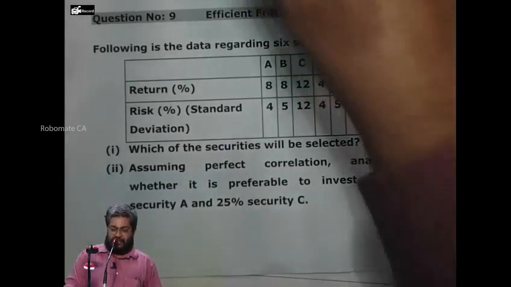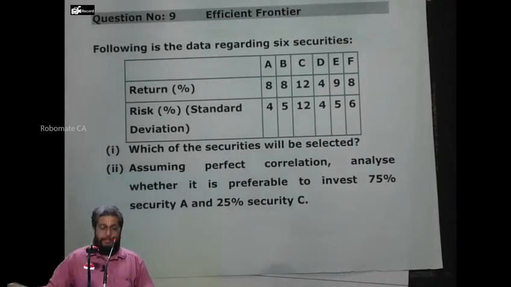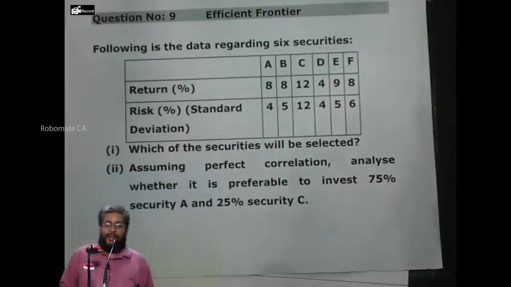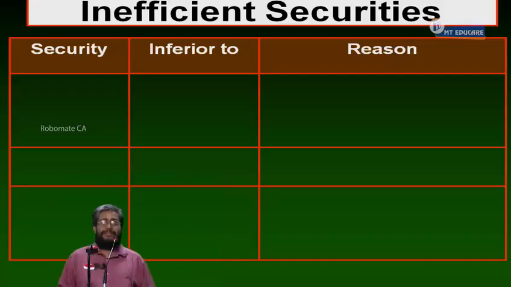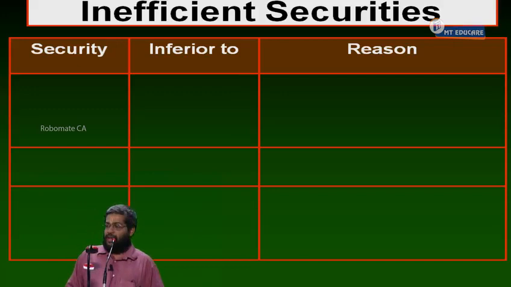Now let us answer the question. Now write down first. Part 1. We'll do it together. Right? Part 1. Identifying inefficient securities. Okay. Now, the first inefficient security is what?